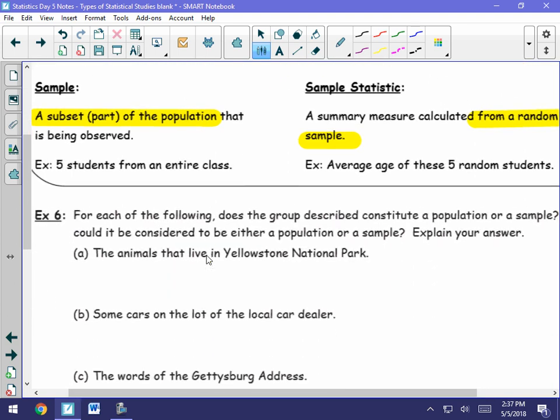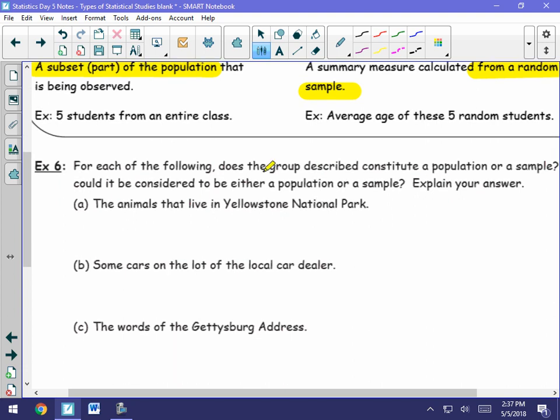So number 6 says, for each of the following, does the group described constitute a population or a sample, or could it be considered to be either a population or a sample? Explain your answer. You know, some of these you really can argue one way or another. We're just trying to get the idea of the difference between a population and a sample. So letter A says the animals that live in Yellowstone National Park. So the way they sort of have that set up, it would assume that they're talking about the population, right? All the animals that live in Yellowstone National Park.